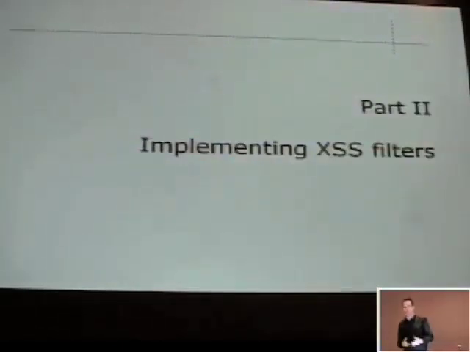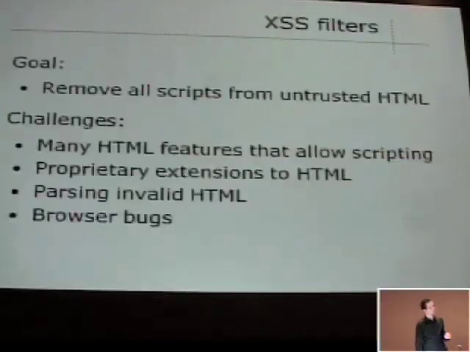So if cross-site scripting is so bad, what can we do to prevent it? Or what can web developers do to prevent it? The obvious thing is to just remove all the script tags from the content that you're taking from the users. However, there are a lot of challenges there. First of all, there are a lot of different HTML features that allow scripting. It's not just script tags. There are many other things. I have another slide where I'll show some examples.